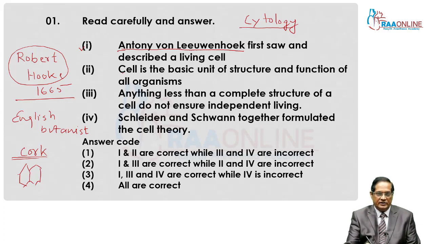Then this is the definition of a cell: a structural and functional unit of life. Life is possible when the body is made up of at least a cell. If the body is cellular, then the organism is with life. So this statement is also correct. Schleiden, a German botanist, and Schwann, a German zoologist, formulated the cell theory. So Schleiden and Schwann are known for the cell theory.